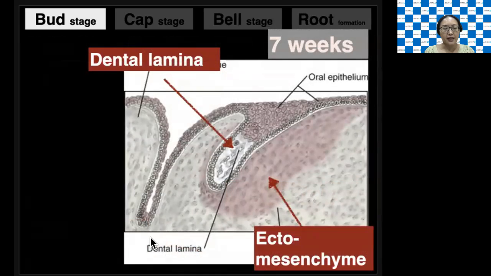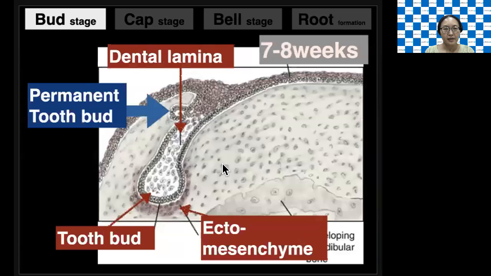And during the later part of the 7 weeks, the oral epithelium grows deeper into the ectomesenchyme and is induced to produce a layer, the dental lamina. Extensive proliferation of the dental lamina forms buds or ovoid masses that penetrate into the ectomesenchyme. We call this the tooth bud. At the end of the bud stage, we can see the tooth bud of the permanent dentition.